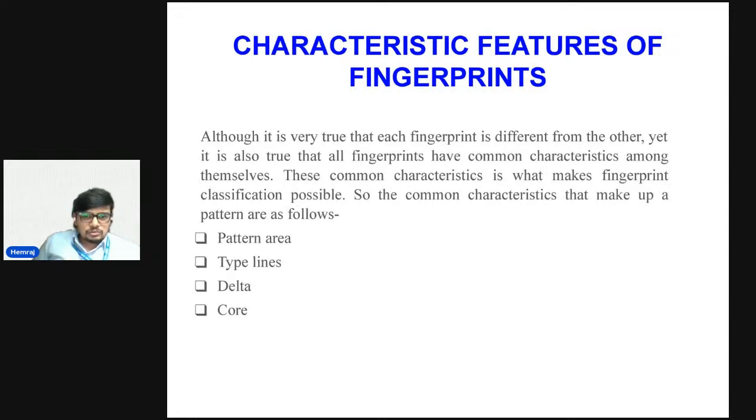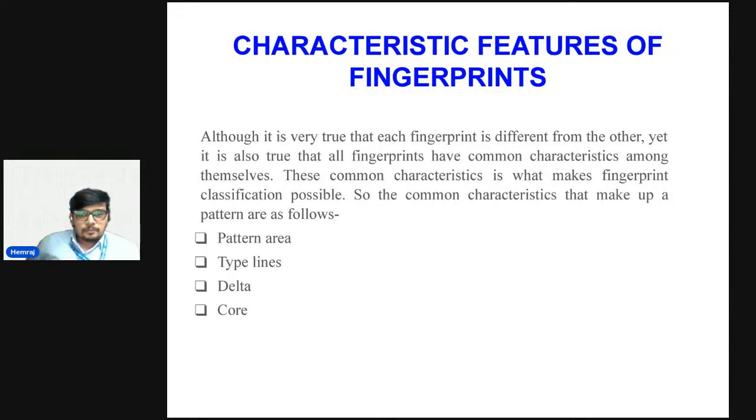The same thing happens here also in fingerprints. We have two types of characteristics. One is the class characteristics and another one is the individual characteristics. So we have some different types of fingerprints, that is class characteristics. Let's suppose there are four types of fingerprints. All those four types of fingerprints will have something in common, right?